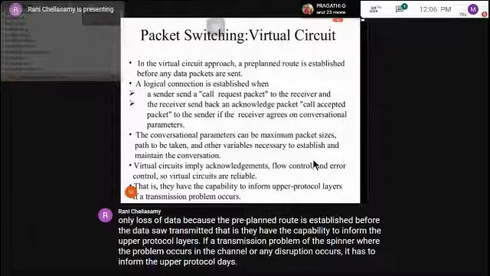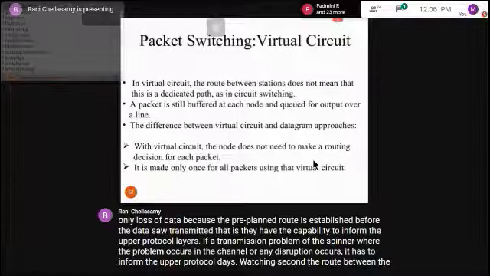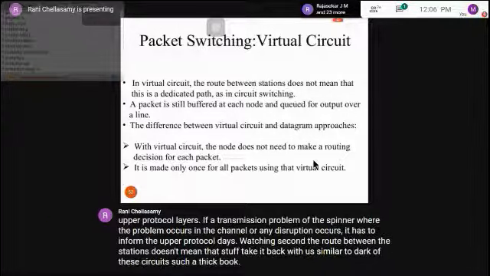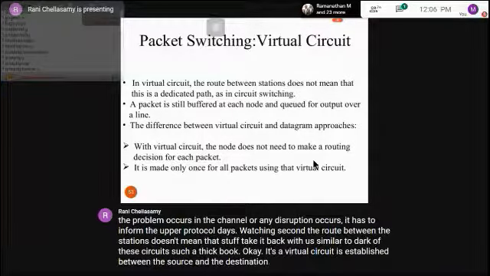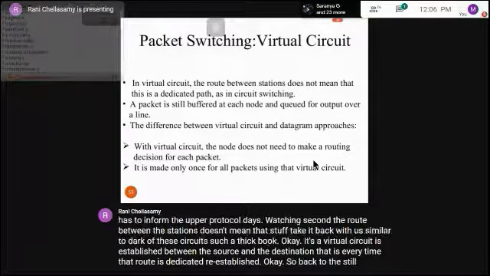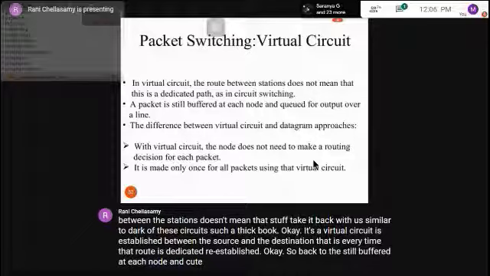So in virtual circuit, the route between the stations doesn't mean that it's a dedicated path as in the circuit switching network. A virtual circuit is established between the source and the destination. That is, a pre-planned route is established. A packet is still buffered at each node and queued for output over a line.